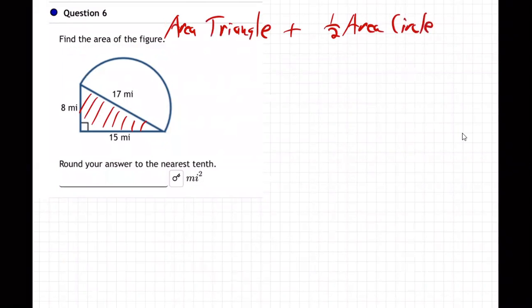So what's the area of a triangle? Well, it's a half times base times height. And what's the area of a circle? I'll change to a different color here. It's pi r squared. All right, so half base times height.